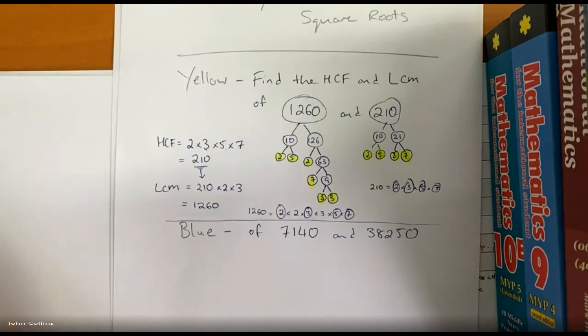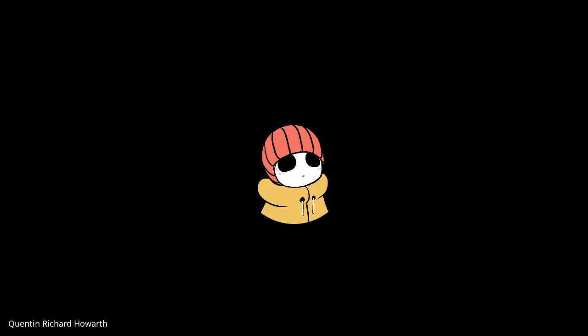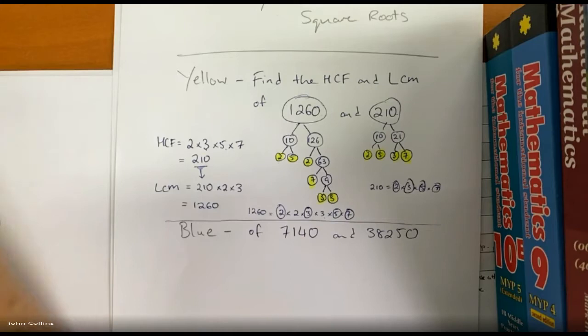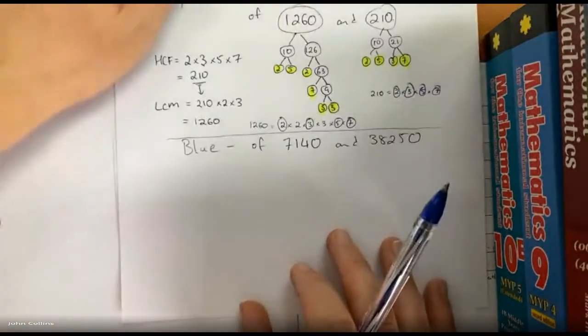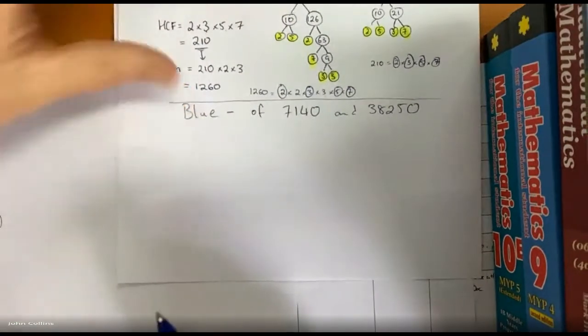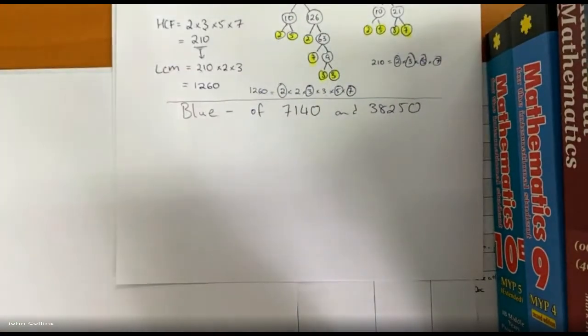No answers for blue yet? Do I see an answer in the chat? I've only got the highest common factor. Quentin. Okay, keep working on it, and I'm going to do it step by step, so you'll probably beat me to an answer. You can use a calculator for that hard multiplication maybe at the end.